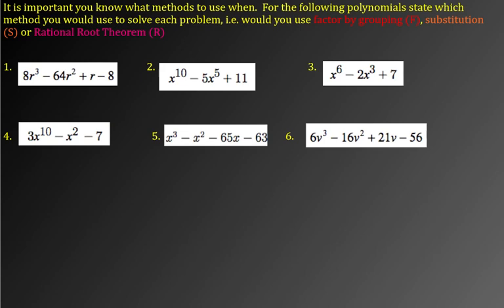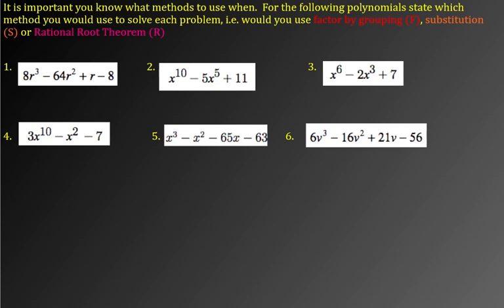So this last thing I just wanted to do is make sure you know when to use different methods. I've got 6 different polynomials, and what I would want you to do is pause the video as always and think through which one here you would do with factor by grouping, which one with substitution, and which one with rational root theorem. If none of these work, there are technically other ways to do it, but they're kind of beyond the scope of our class. These are the only three that you'll ever see in Algebra 2.